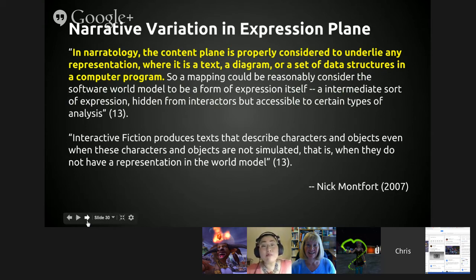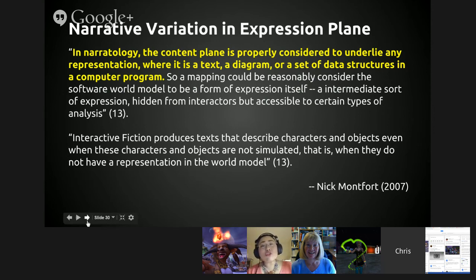So remember Ian Bogost, in Procedural Rhetoric of computer games? He said computer-generated programming is a type of expression, okay? Because it's underlying, right? There's the content layer, and he's talking about the expression layer. An intermediate sort of expression hidden by the interactor, but inaccessible to certain types of analysis. So interactive fiction produces texts that describe characters and objects, even when these characters and objects are not simulated. That is, when they do not have representation in the world model.